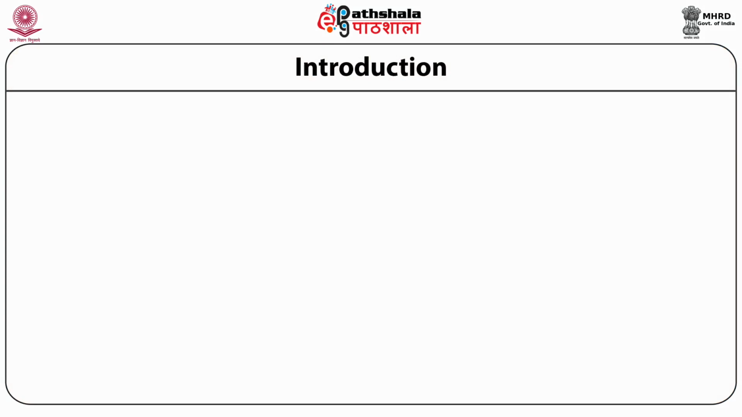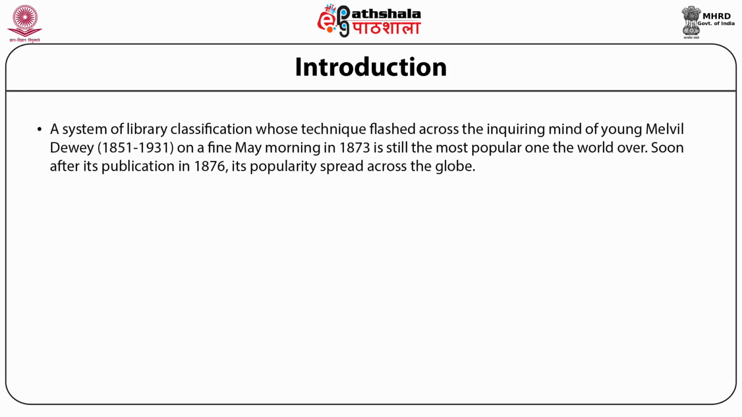The DDC was designed by Melville Dewey. His full name was Melville Louis Kossuth Dewey. He was born in the year 1851 in a rather poor family, and he was a student of mathematics when he invented the system. He was working in the library then and trying to find a system which could be used permanently in the library. So he was thinking and thinking. A system of classification that is now known as DDC, whose technique flashed across the inquiring mind of young Dewey on a fine May morning in 1873 in a chapel.